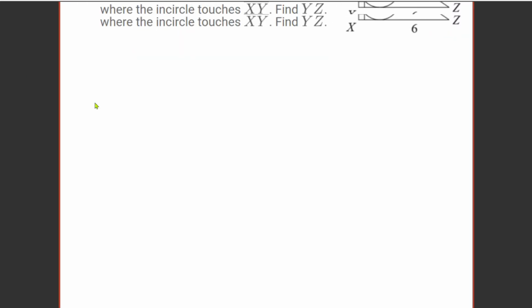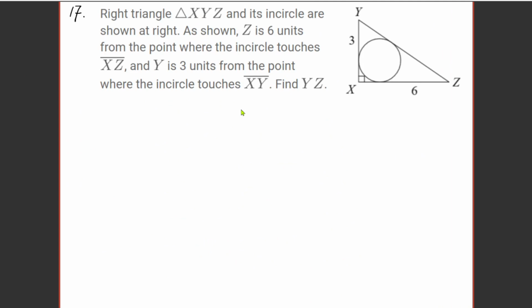Question number 17. Right triangle XYZ and its incircle are shown at right. As shown, Z is 6 units from the point where the incircle touches XZ, and Y is 3 units from the point where the incircle touches XY. Find the length of YZ.